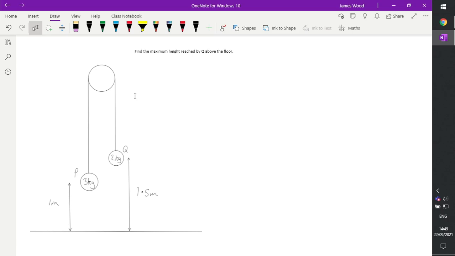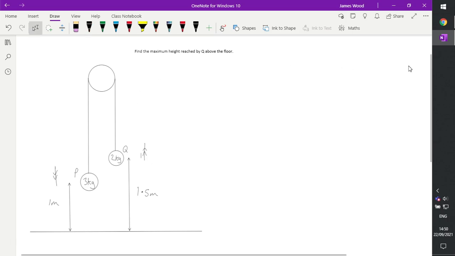Now let's just think about what's going to happen here in general before we start going into any calculations. Object P is going to accelerate downwards. Object Q is going to accelerate upwards because P is heavier than Q. P is going to hit the floor and Q is still going to keep going. It's not going to magically stop. So we've got one period of motion where P moves down 1 meter, so therefore Q would move up 1 meter, but then Q is going to do an extra little hop once it gets to the top. It's not just going to go up and then stop. When P hits the floor, it will keep going a little bit up to its maximum height.